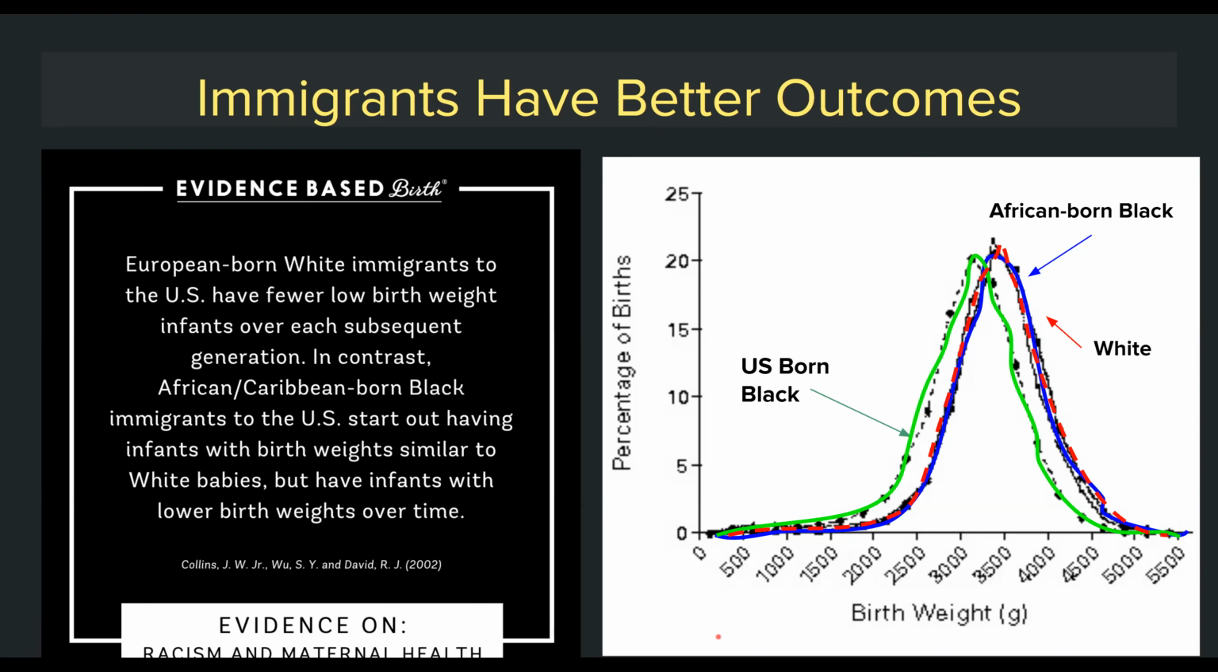Also, immigrants have better health outcomes. So when you are looking at Black mothers who have babies in the United States, when you separate the US born Black mothers and the African born, like immigrant mothers, the birth weights with the African born immigrants actually mirror our white population. And it's only the US born Black population that have the lower birth weights. But over time, this goes away.